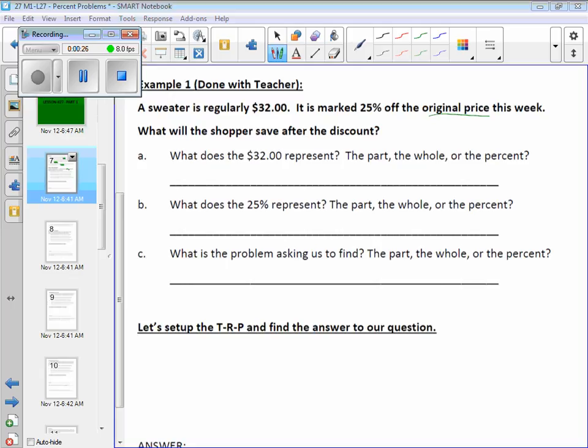Let's first identify the part and the whole and the percent. $32. Is that the part or the whole? I'm going to say part. I'm going to say whole. Yeah, it's whole. That's the price that you're paying before the discount.